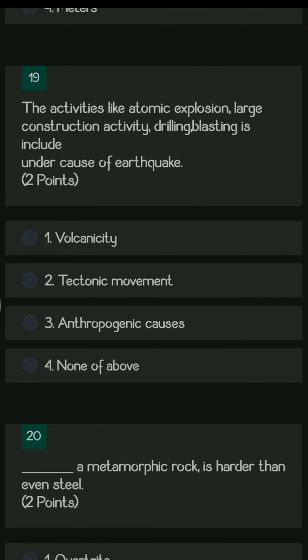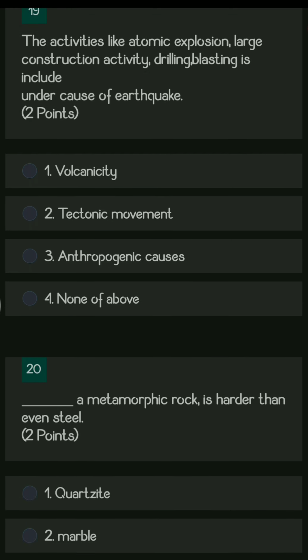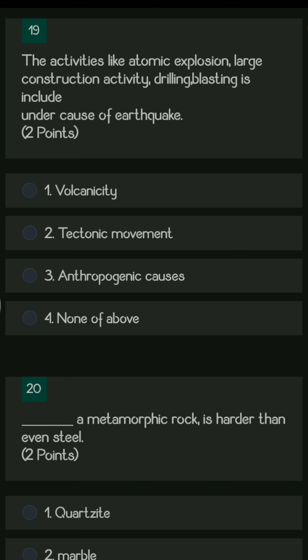Next question. Activities like atomic explosion, large construction activity, drilling, blasting are included under the dash cause of earthquake. So here you have the options like volcanicity, tectonic movement, anthropogenic causes and none of the above. The right answer here is anthropogenic cause, because all these activities like drilling, blasting, explosion, construction are done by humans, and the activities done by human beings are considered anthropogenic activities.